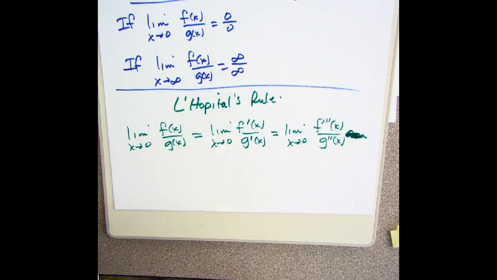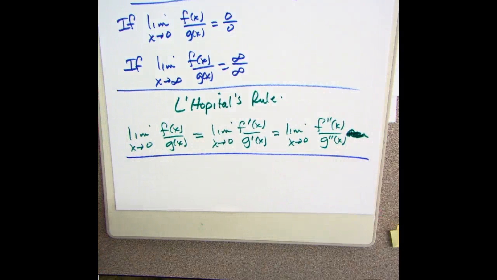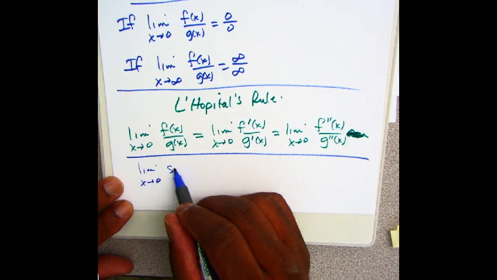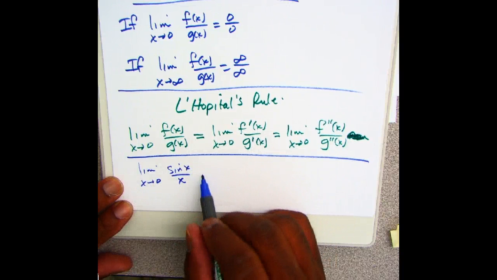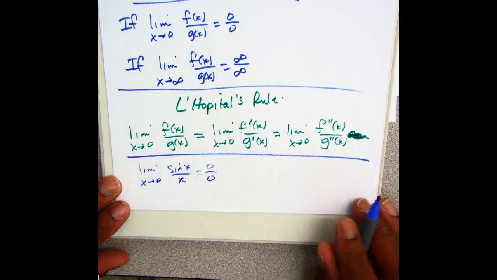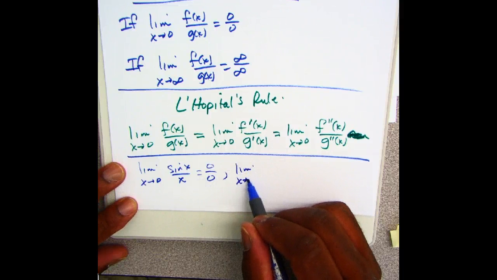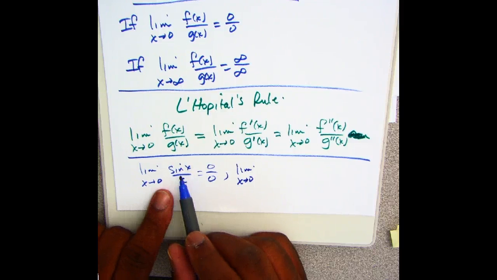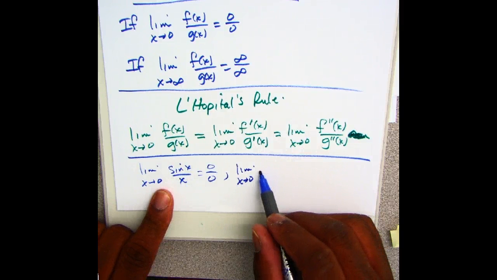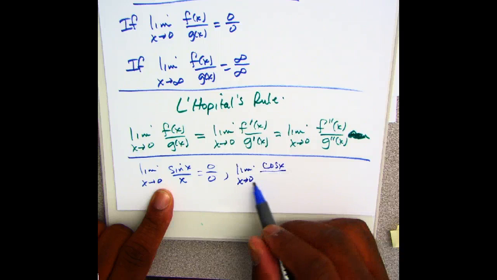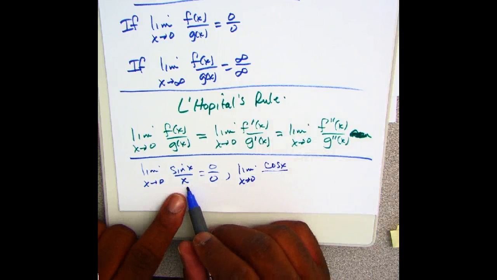All right, let's take a look then. Let's go ahead and revisit our limit as x goes to 0 of sine of x over x. Okay. So we end up with 0 over 0. That's indeterminate. So then that's the same thing as the limit as x goes to 0. Well, what's the derivative of sine of x? Come on, don't be afraid, yell it out. Cosine of x. And the derivative of x is just 1.